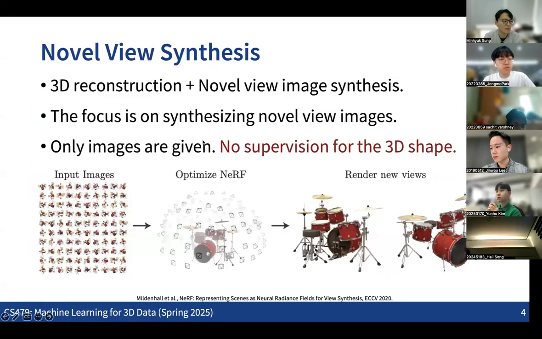And yeah, so here the focus is slightly different from what we have seen in the previous lecture, in that now we don't want to just get some shape or geometric information. We really want to get images from an arbitrary view. So that's the main focus.